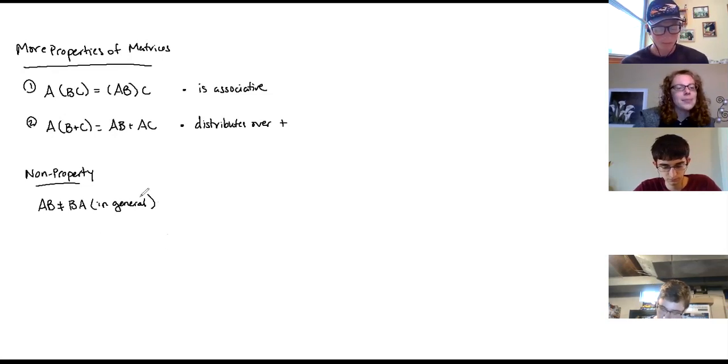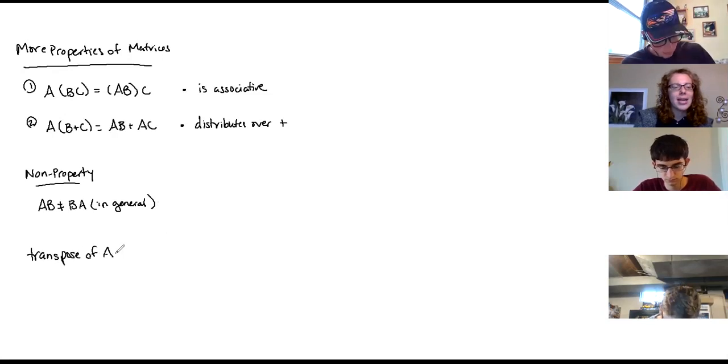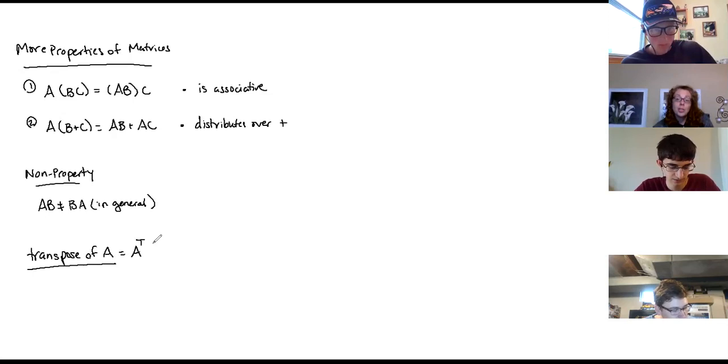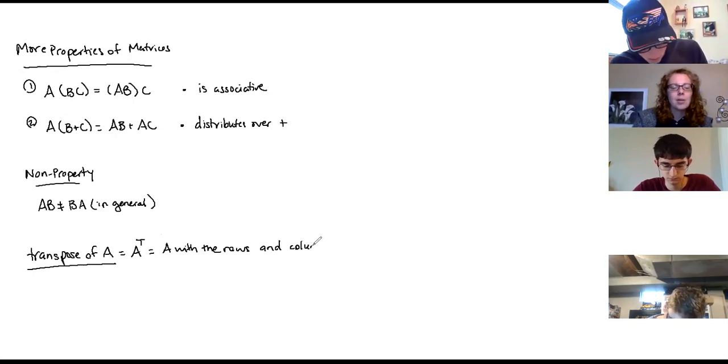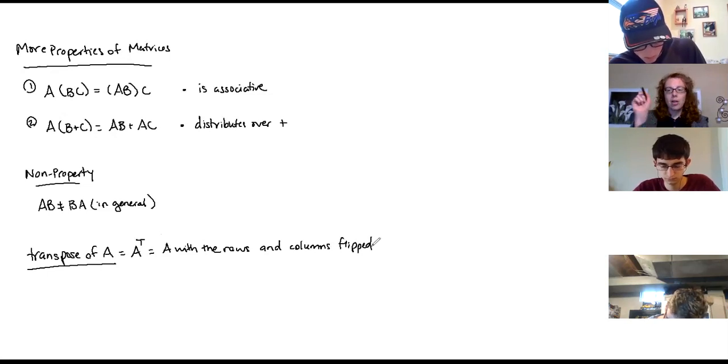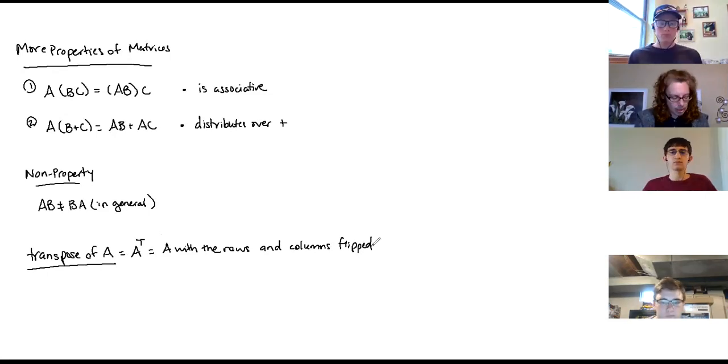Okay, we've got a special type of matrix called a transpose. The transpose of A, my notation is A with a superscript of a capital T. Sometimes books use lowercase t as well. Either way, this is A with the rows and columns flipped. So instead of reading across, you read down if you want to make A transpose.